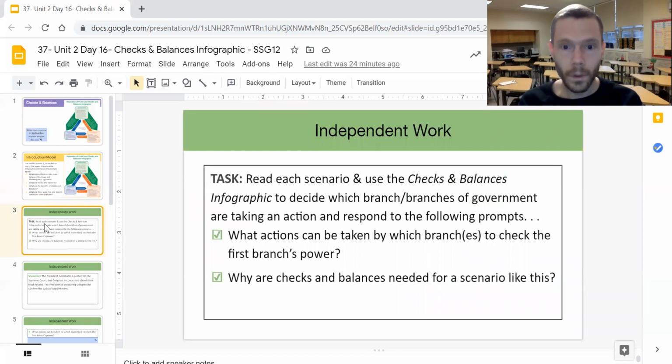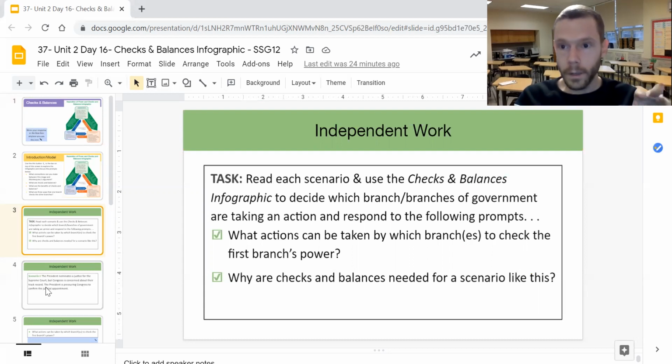So in the independent work, you'll look through a series of scenarios, and your teacher may have you do this in a variety of different ways. It could be independent work by yourself. It could be with a partner. It could be in small groups. It could be in a Zoom breakout room if you were completing this online. There's really a lot of ways that you can do it.